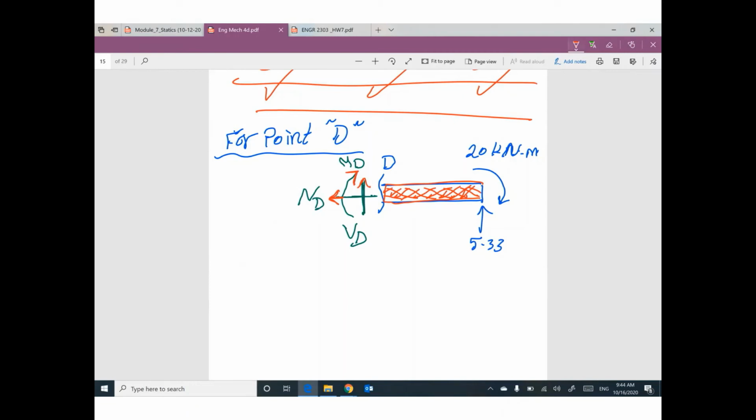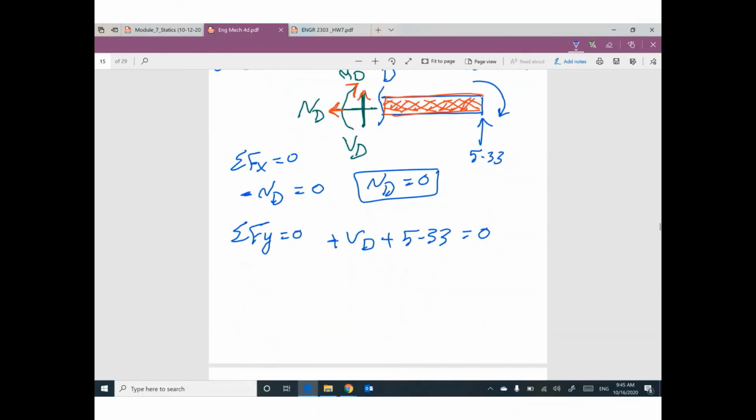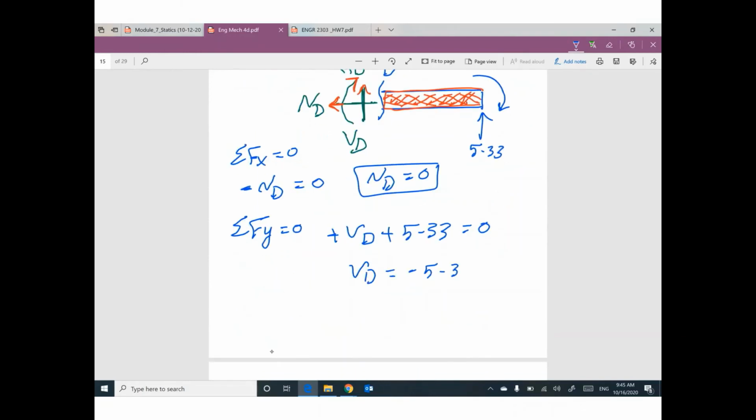Then go ahead and apply summation Fx equals 0. We have negative ND equals 0, so ND will be 0. Summation Fy equals 0. So we have positive VD, we have positive 5.33 equals 0. So VD will be negative 5.33.